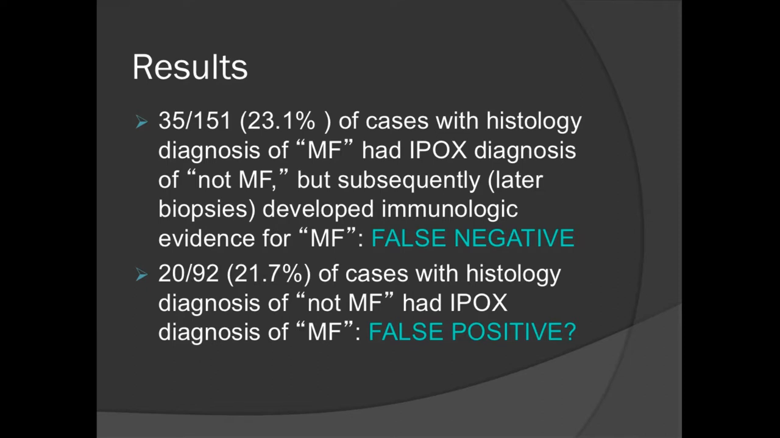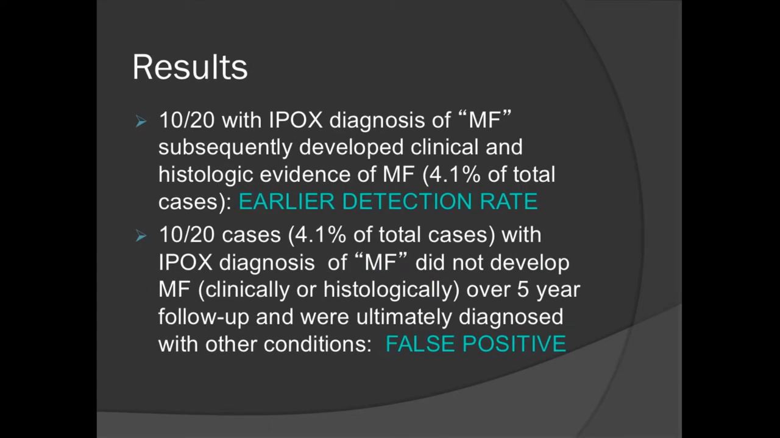There were 20 cases where the histology was not MF, but the immunoperoxidase diagnosis to us was, that's MF. So were those false positives? Whoa, that's an interesting finding. It turned out that in a total of 4% of these 260 cases, the histology caught up with the immunoperoxidase, and they did ultimately develop MF. Well, that's fantastic. We're diagnosing things 5% of the time. We're making an early diagnosis by using immunoperoxidase.